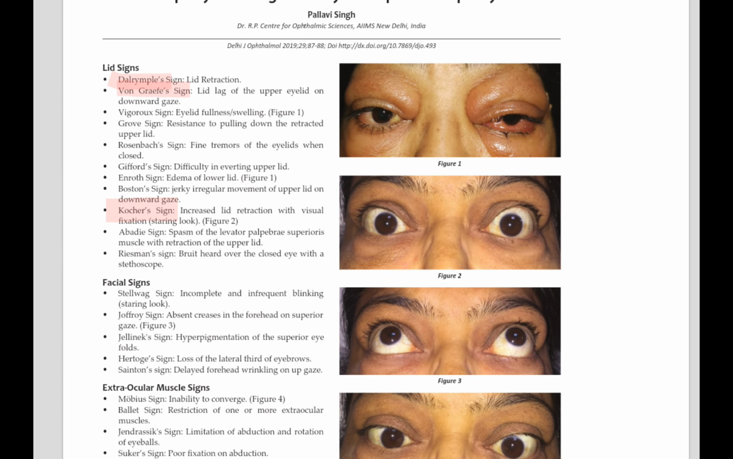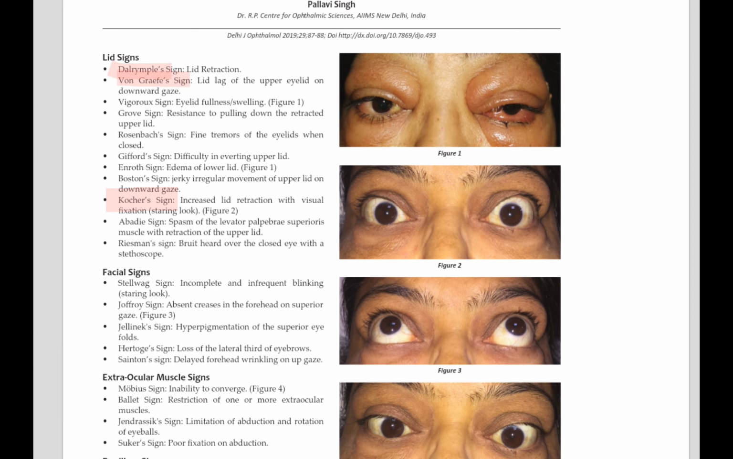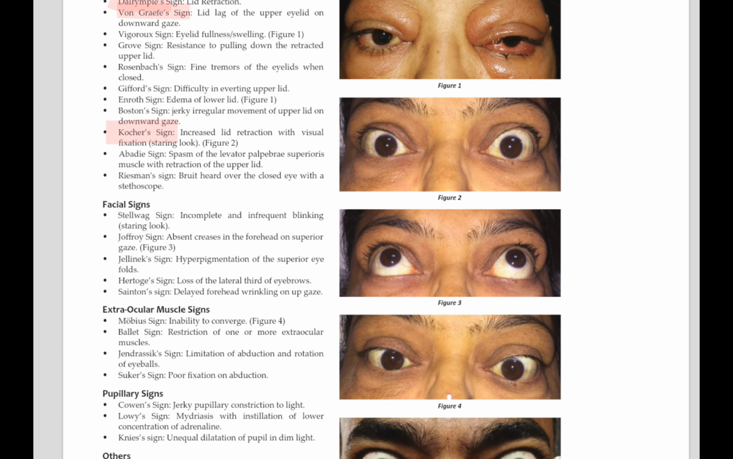Then the next one we will be studying is Stellwag sign. Stellwag is incomplete and infrequent blinking. Stellwag is linked with the blinking. Then is Geoffroy sign. Geoffroy, we need to remember like this: Froy, F for Froy, F for frowning. So absent creases. In the frowning, creases are formed. Absent creases in the forehead on superior gaze.